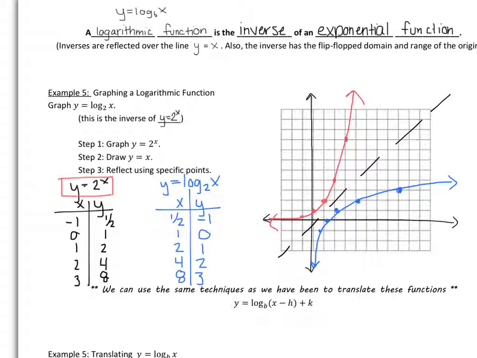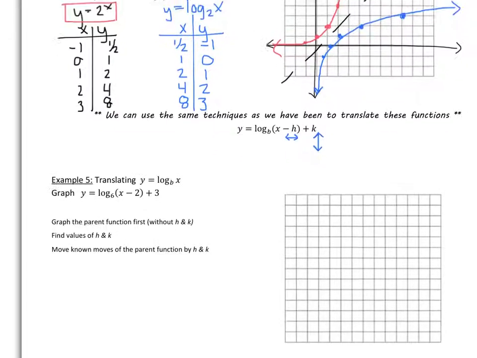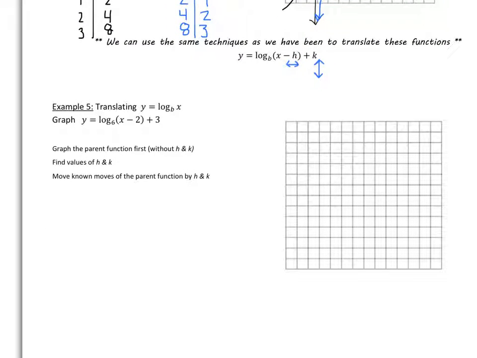All right, you can use the same techniques as we have been to translate these functions. All right, because we're going to have h and k. Remember, h is always stuck with x. So here, this h makes it go right and left. The k at the end moves it up and down. So we are going to graph y equals log base 6 of x minus 2 plus 3. And if you're looking along in your book, this is actually like example 6, not example 5.